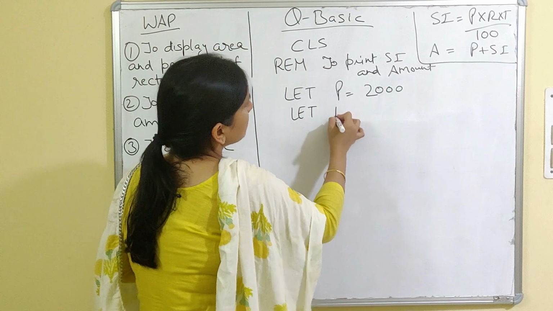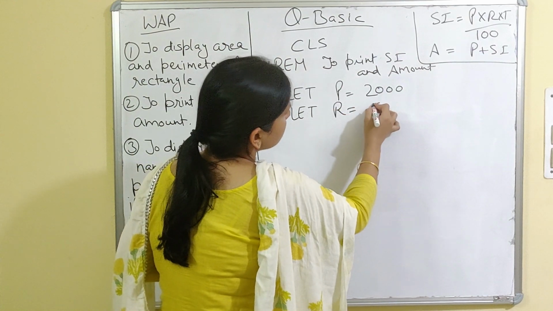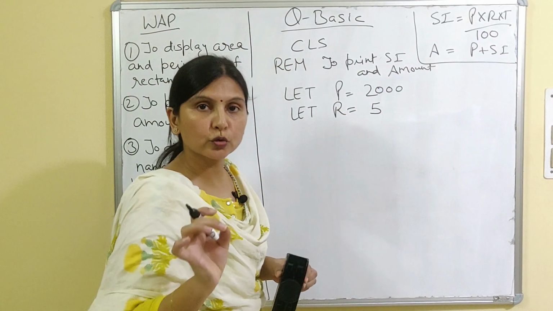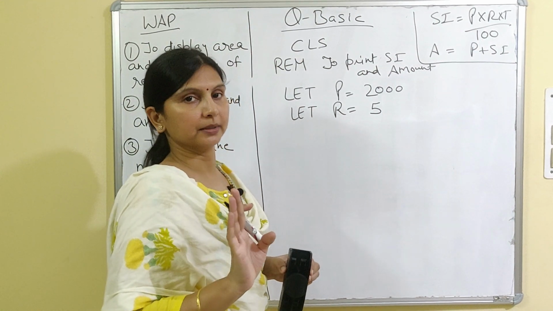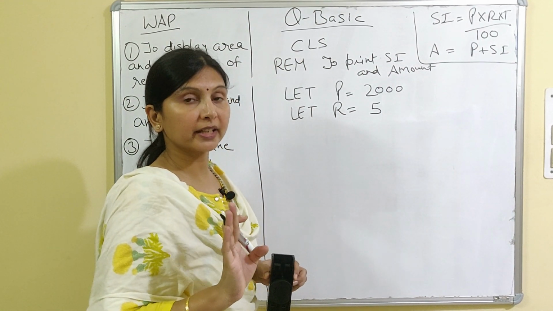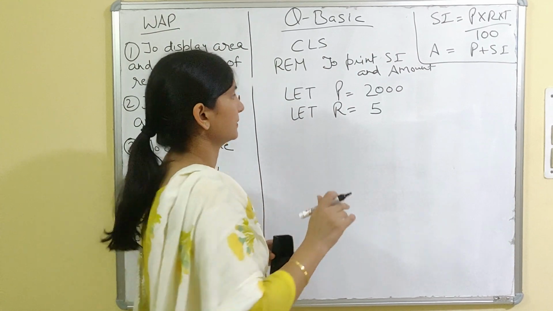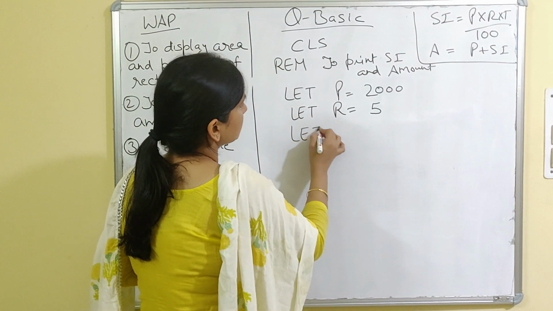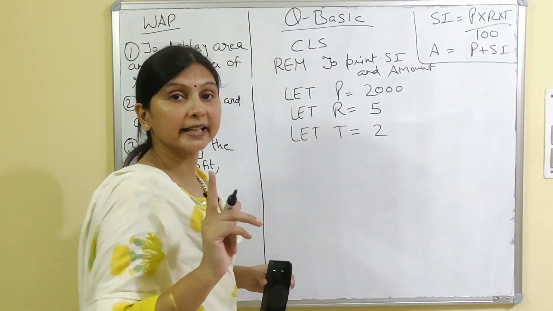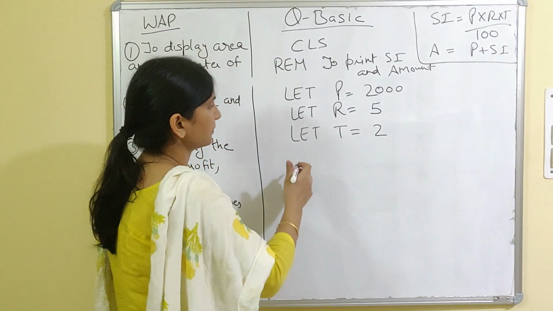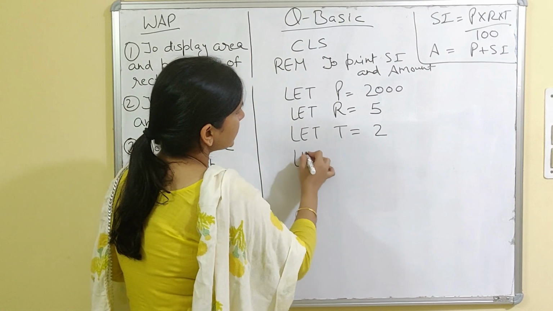Let R equals to 5%. We will not use rupee, we will not use percent, we will just write the number, because these are numeric variables, only numbers can be assigned. Let T equals to 2 years, but we will write 2 only, not years. Fine. Then how will you calculate SI?